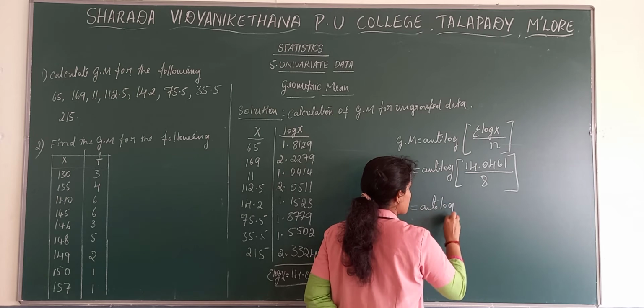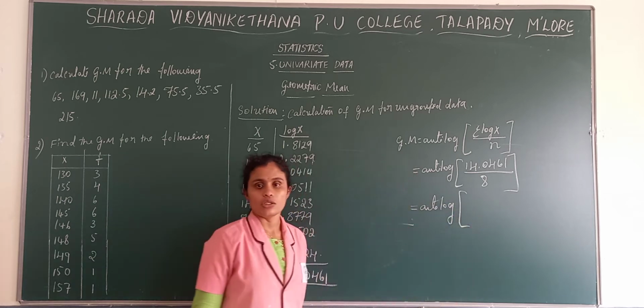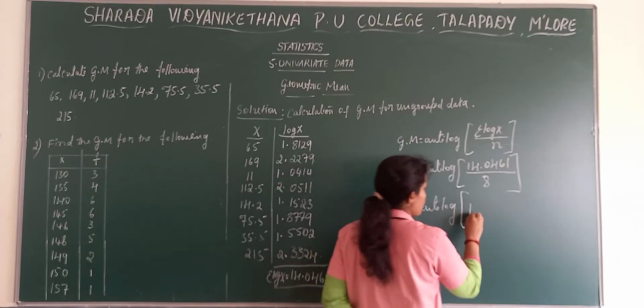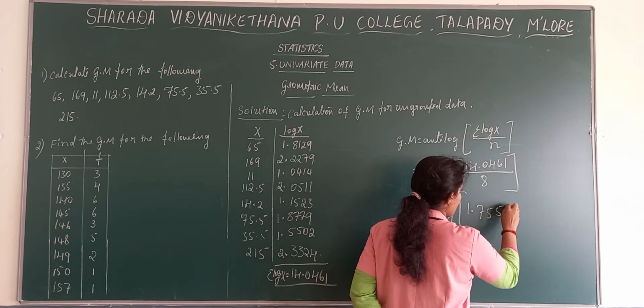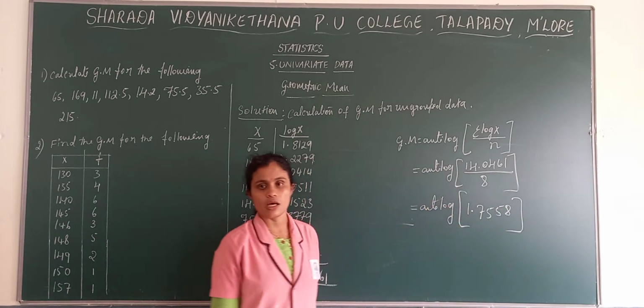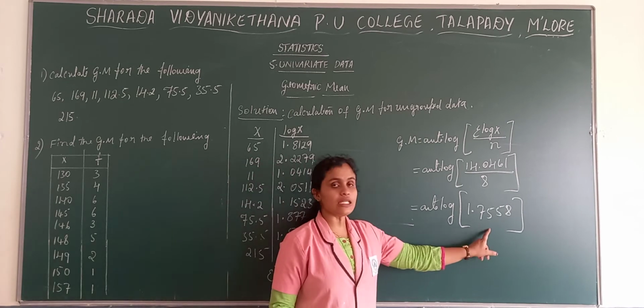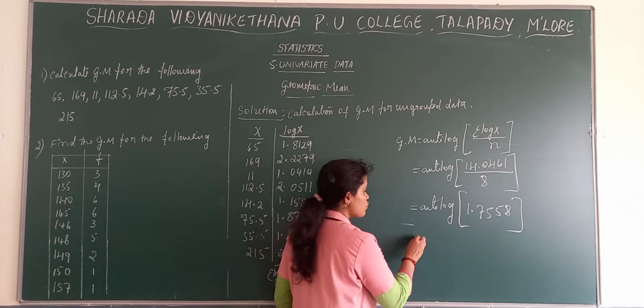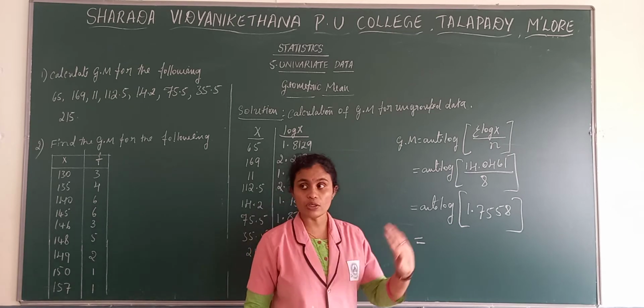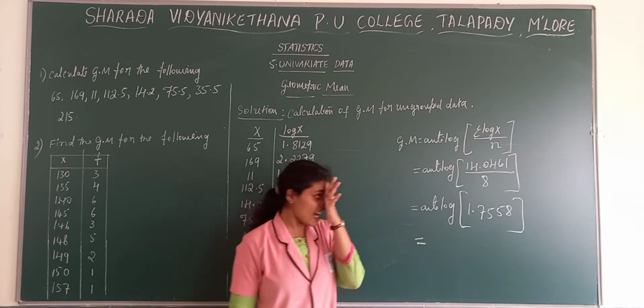Antilog of, when you divide, you get the value 1.7558. Now you need to find the antilog of this number. Don't get confused. How to find the antilog?